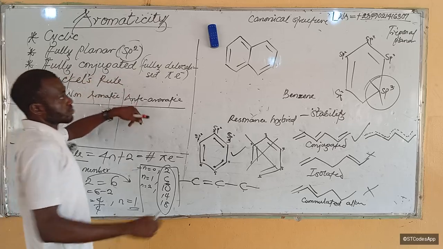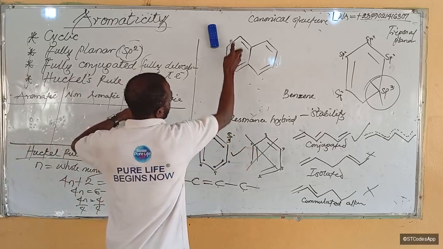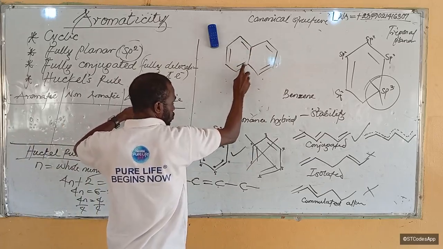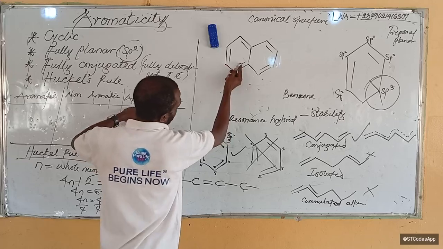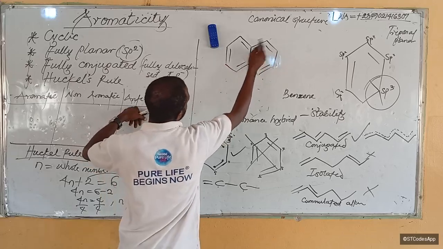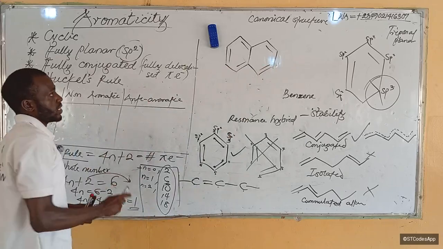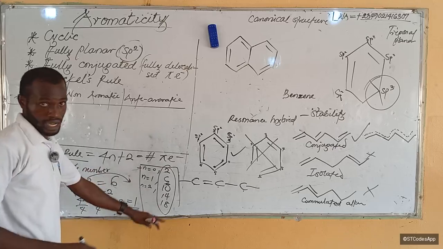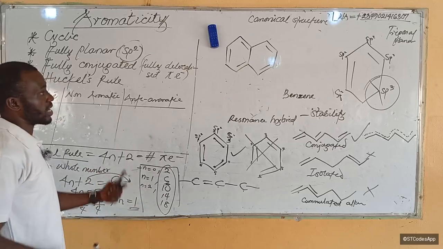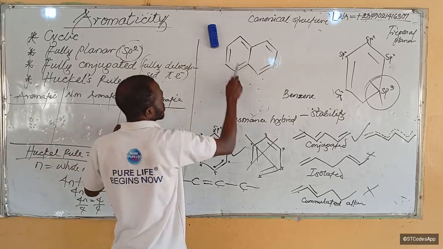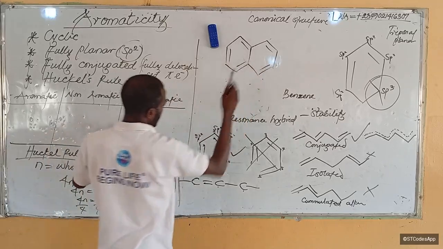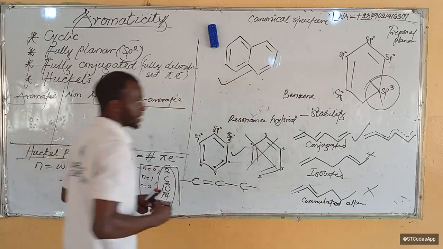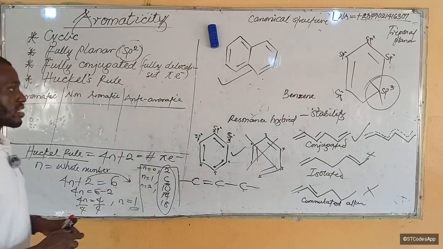Fully conjugated, alternating single and double bonds. Single, double, double, single, double, single. Do you see that? That's alternating single and double. How about Huckel's rule? Simply use the method I showed you. How many pi electrons do we have here? 1, 2, 3, 4, 5, 6, 7, 8, 9, 10. So 10 pi electrons. So this guy is what? Aromatic. Exactly, it is aromatic.